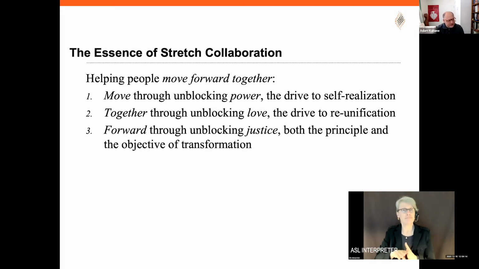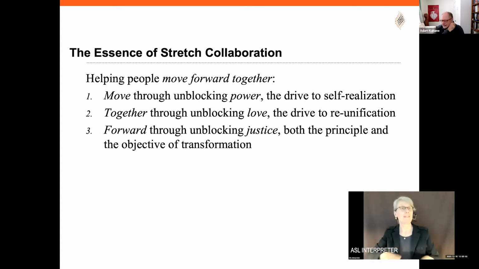And I think, at least from my outside perspective, a lot of the work of the disability movement is unblocking power, the drive of every person to live, to realize themselves, to be whole, to grow, to be human, without anybody kneeling on their neck or locking them up. Secondly, to unblock love, by which I mean the drive to reunification, to connection, to being part of something larger, which most people want.